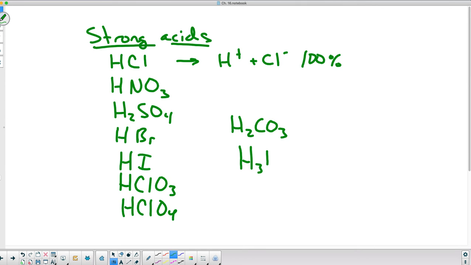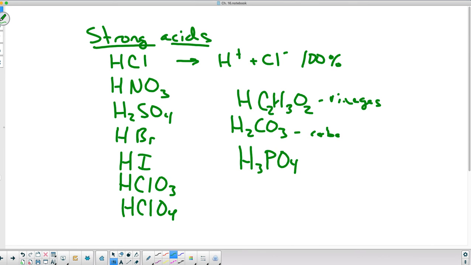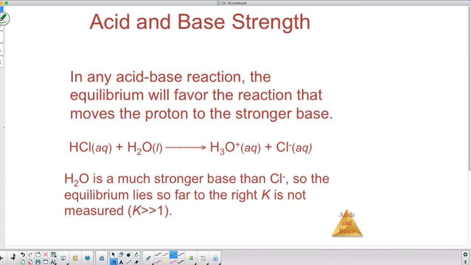Here's a couple of them that are very common, but these are not strong acids. Okay, this is the one that makes vinegar. This is acetic acid. Carbonic acid, you know what that is. And this is phosphoric acid. Your body uses this. So these are all weak acids, which means that we're going to talk about weak acids later on, in section 16 and so on. Okay, I think we're just about done with this section.